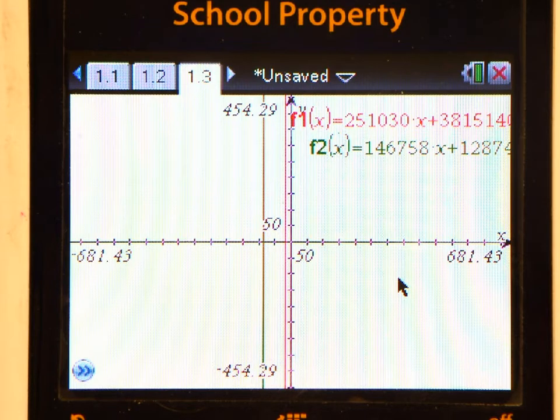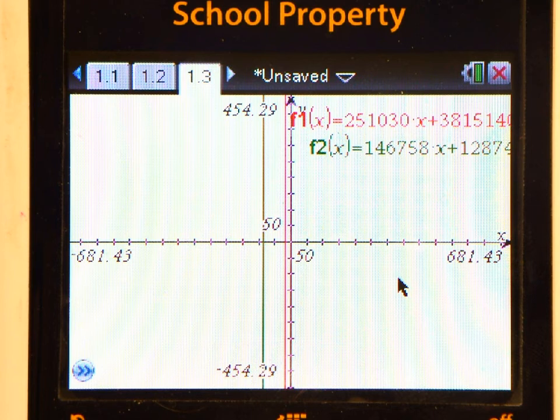So what I need to do is change the settings of the window manually so that the scale, basically what I'm doing is forcing the calculator into a scale that I want it to have. Okay? Now, I'm never going to have a negative population and I'm never going to have a negative time. So that means I don't need those negative values that are on my graph. That'll save me some space.